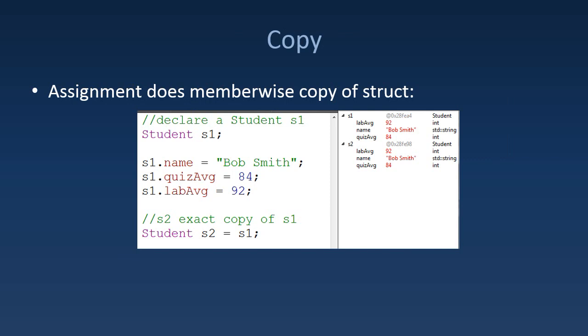We can copy a struct. So if I have student S2 gets assigned S1, this will go through and piece by piece copy all the information from student 1 to student 2. But now they are separate things, and if I start modifying student 2, student 1 will be just fine. It will not get changed.